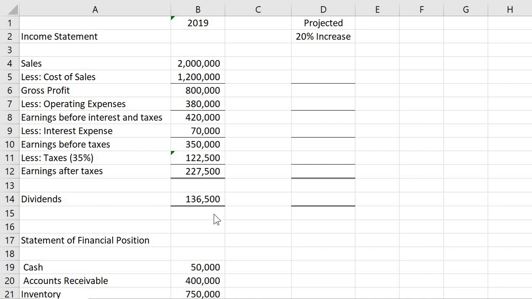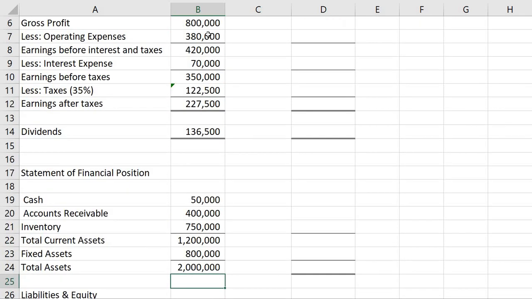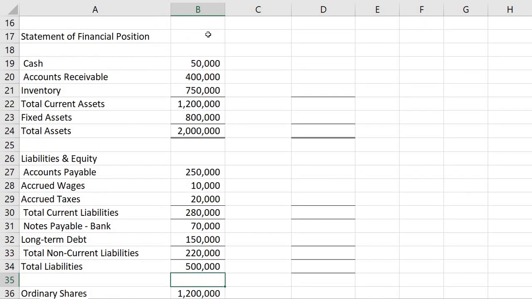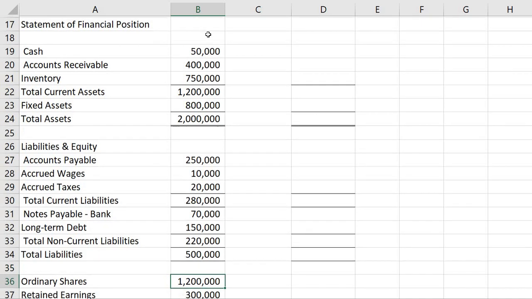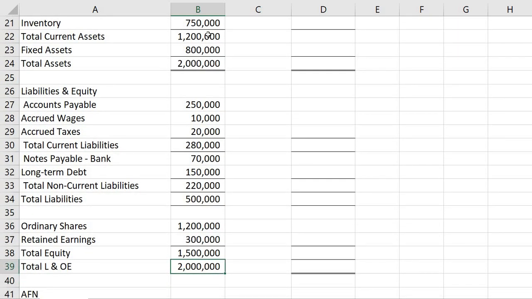Hello guys, in this video I'll be explaining to you the illustration found in your self-instruction manual. In this particular illustration, we are given the income statement for the year ended 2019, as well as the statement of financial position. I've printed them for 2019 also.